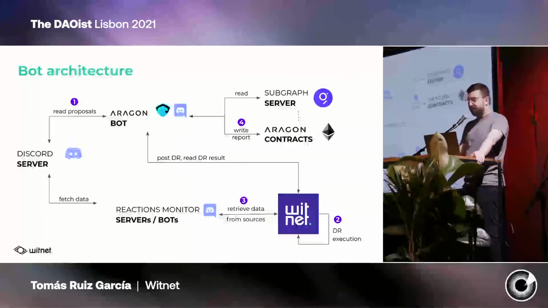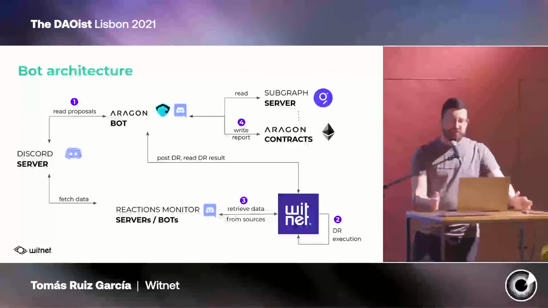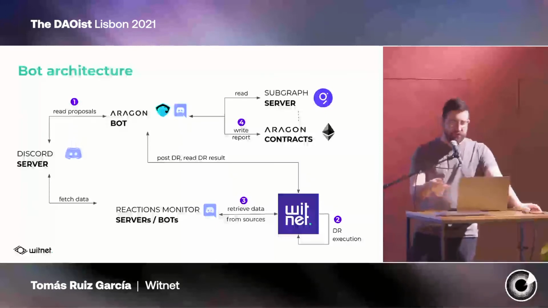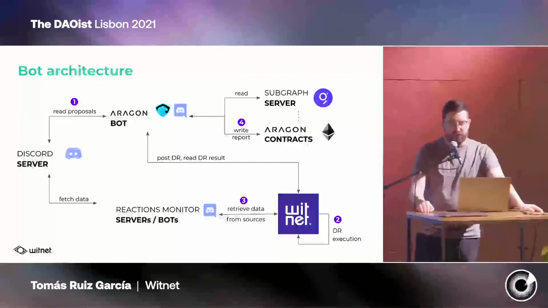retrieve the information using a data request that we have previously created, adding different sources, which are the reaction monitors that anyone could run. And Witnet, the oracle network, will do its magic, retrieving the information from the different servers, aggregating the information, and finally delivering the result to the bot. And when the result is returned to the bot, if the resolution is okay, it will trigger. We will connect to the Aragon contracts, and the transactions will be done.